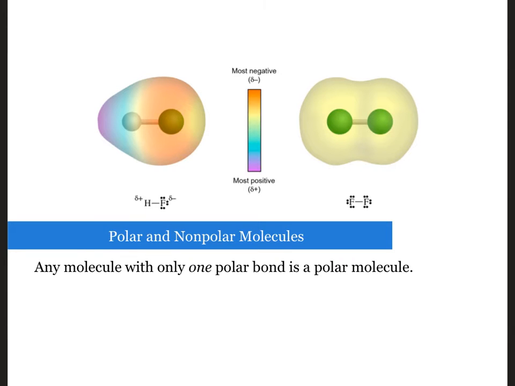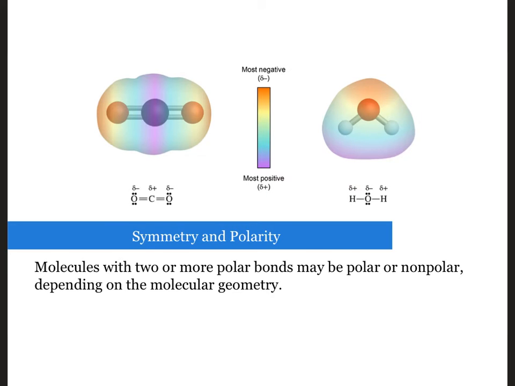For example, HF contains a polar bond and is a polar molecule. Because there is no electronegativity difference between the two atoms in diatomic fluorine, F2 contains a nonpolar bond and is a nonpolar molecule. In molecules with more than one bond, we must consider the molecular geometry.